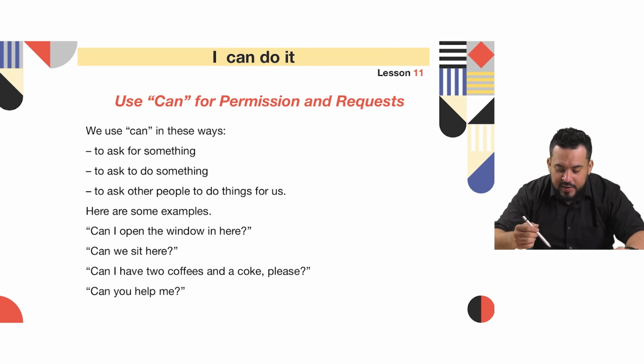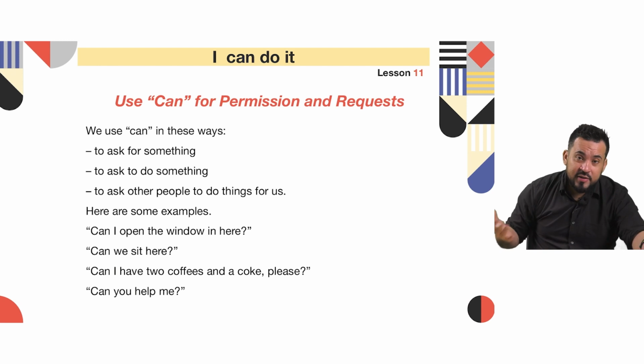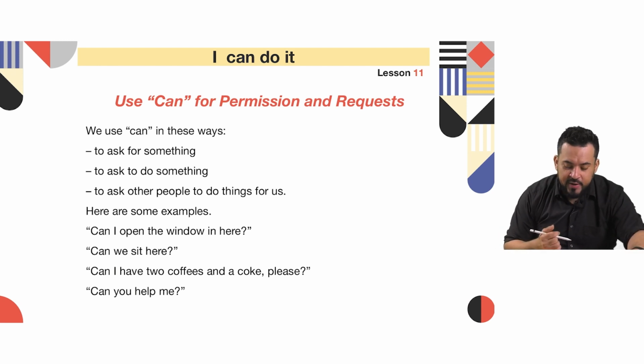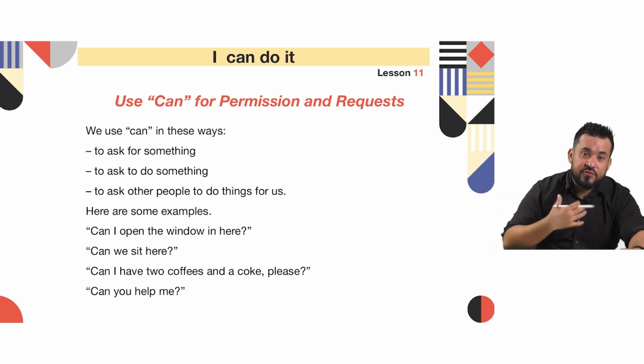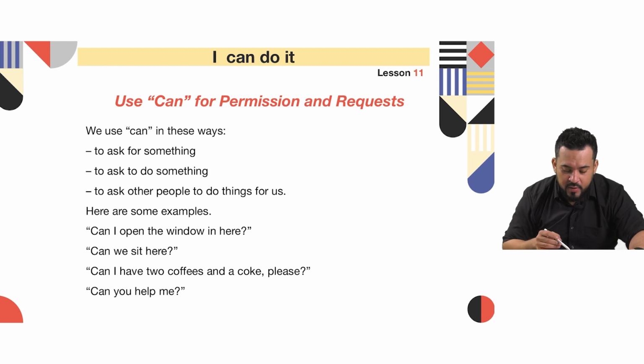Okay, let's see using can for permissions and requests. We can use can to ask for something, or to offer to do something. Asking for something is a request, or to ask other people to do things for us. This is still a request, okay? So we can use can for offer or for permission or for request. Permission is if we ask if it's okay if we do something.